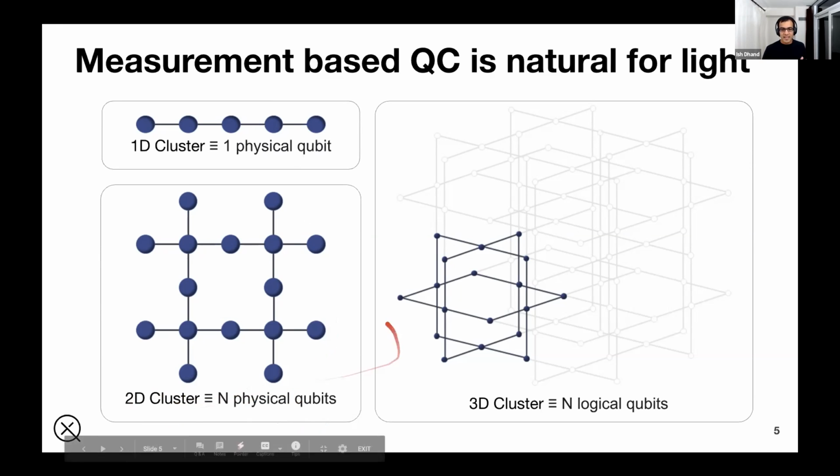But if we want to have error correction and move towards fault tolerance, then we need redundancy. And one way to get redundancy is to go into the next dimension. So then you have a 3D cluster state. This is how you would perform computation on n logical qubits.